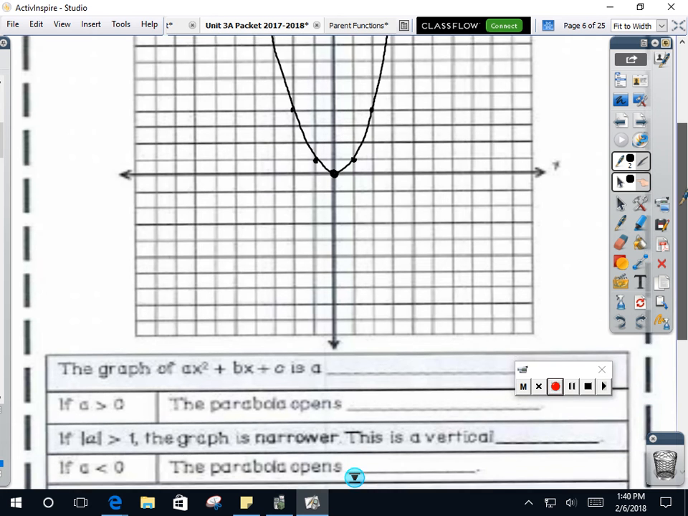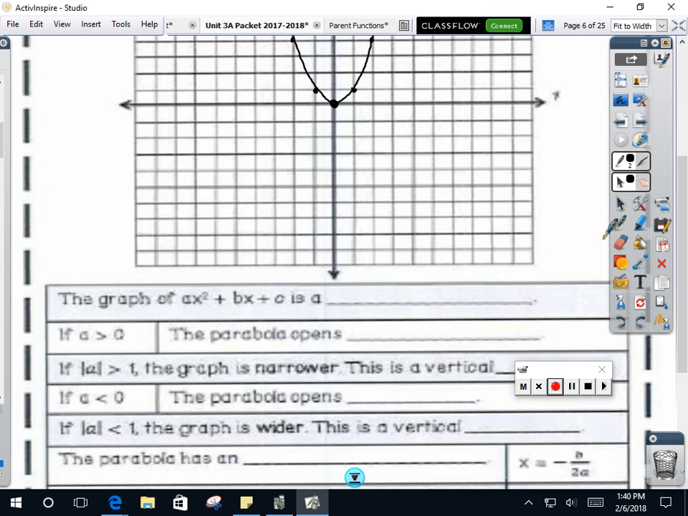Okay, the graph of ax squared plus bx plus c is a parabola. Kind of like the graph of y equals mx plus b is a... nobody knows? Right, a line. Okay, if your a value is greater than 0, then the parabola will open up. It'll look like this.